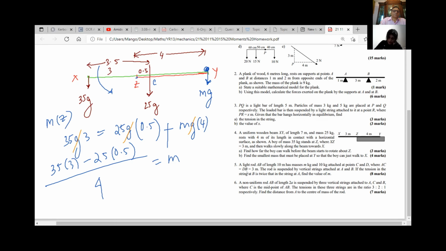So M is 23.125. So it should be on the higher end. So we'll say 23.2, right? If I make it 1, it will tilt, right? So many kg. You have to be careful about the units, right? So force is newtons, mass is kg, newton meter is the moment. Is it okay?